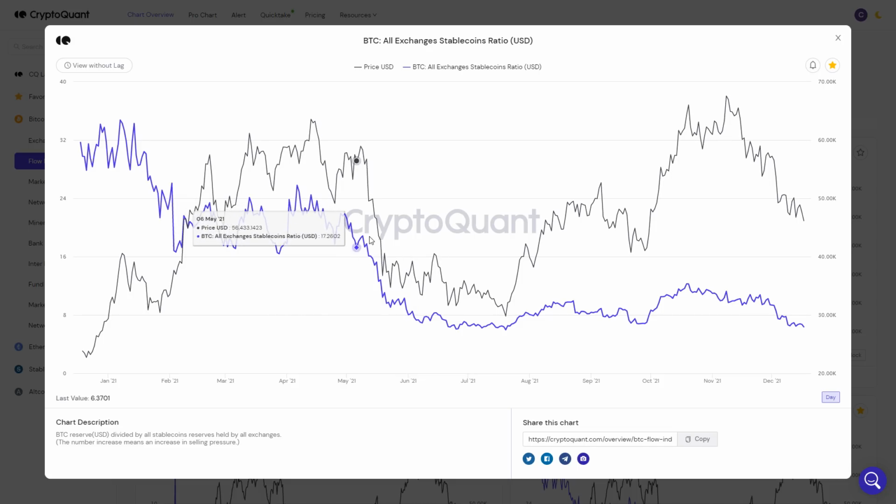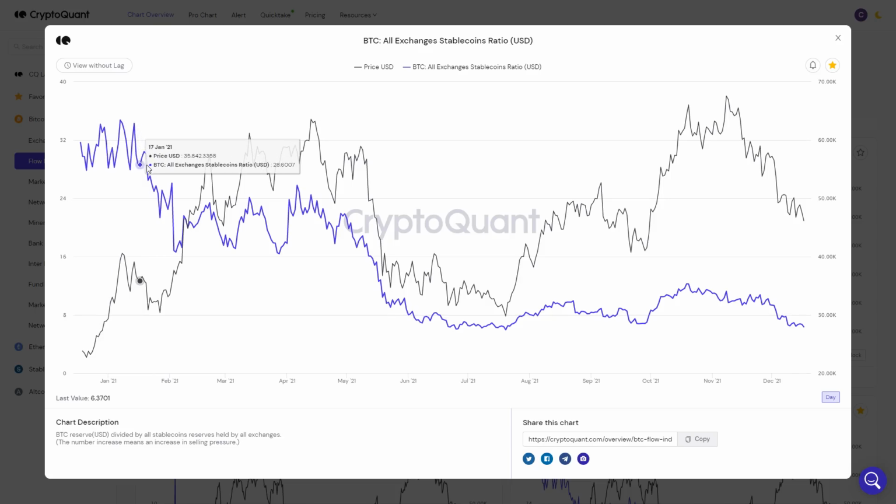And then at the other end of the spectrum, when this purple line is sitting at these lower levels, that means there's much more stablecoins on exchanges compared to Bitcoin, and really not much Bitcoin on exchanges. So what that actually means for Bitcoin is when this purple line is high, more Bitcoin can be sold on exchanges in comparison to stablecoins that are easily available to buy Bitcoin, which means if the purple line is up high, then the potential selling pressure is higher at that stage.